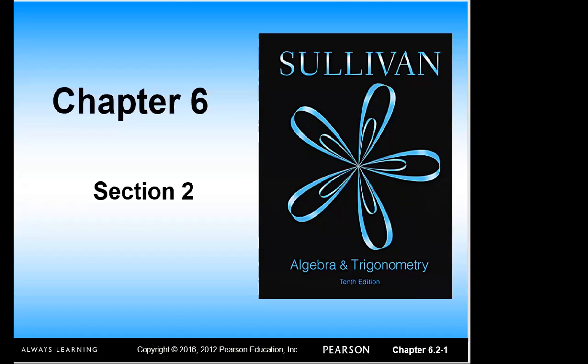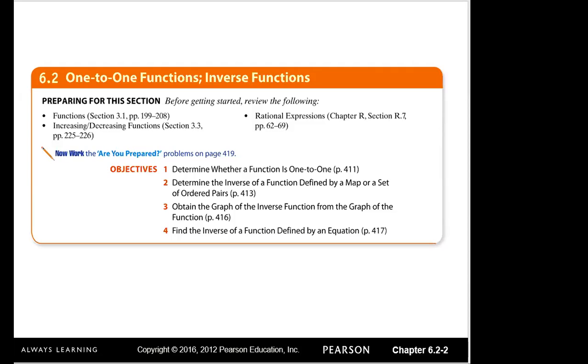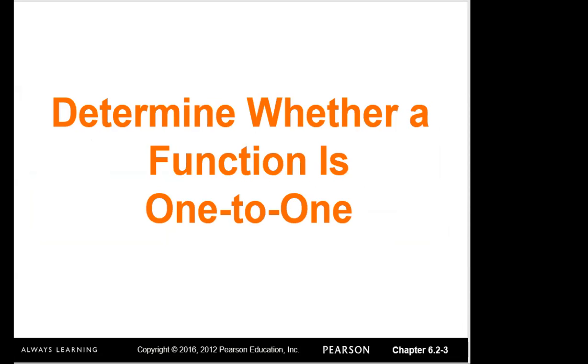All right, you guys, I'm going to go ahead and start because it's 4:01. I don't know if you saw my announcement, but I'm going to try to get through section 6.2 and 6.3 today. There are 4 objectives in 6.2. It covers one-to-one functions and inverse functions. And here's the first objective.